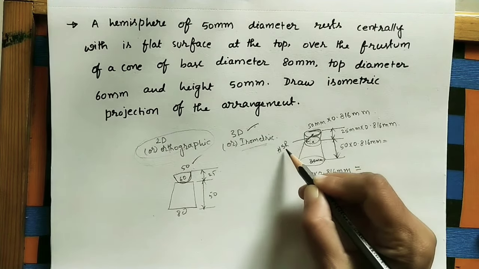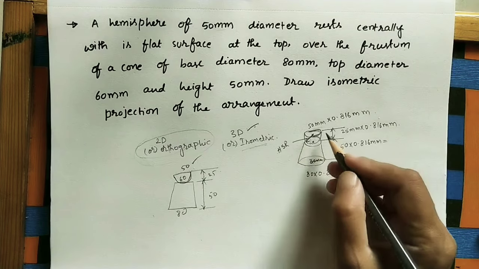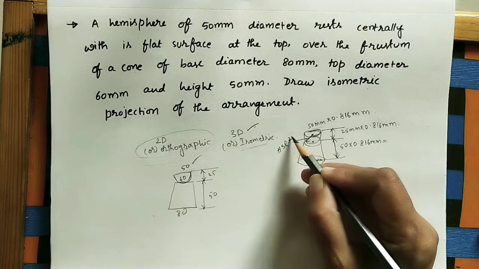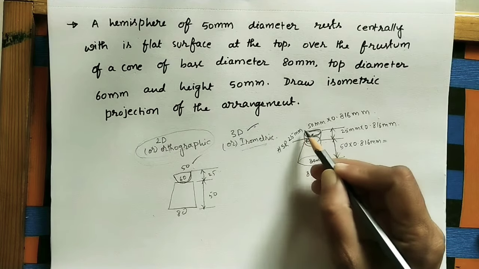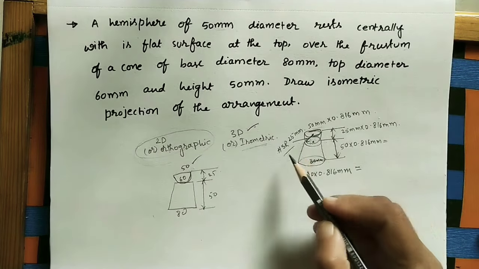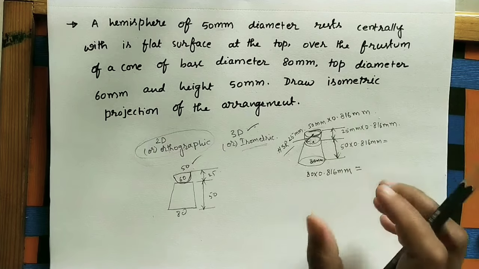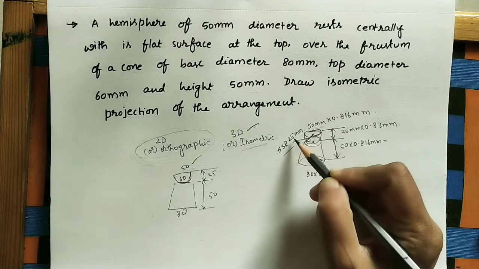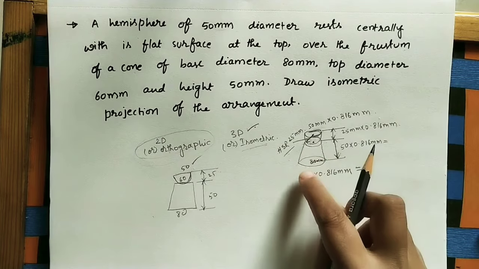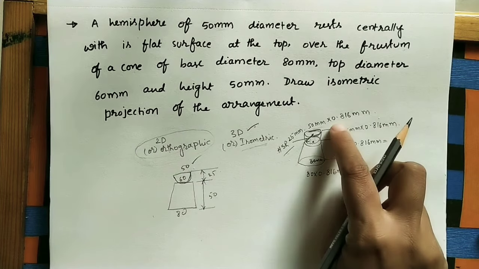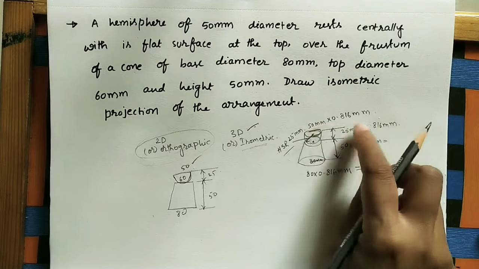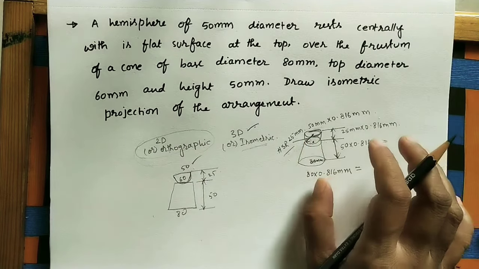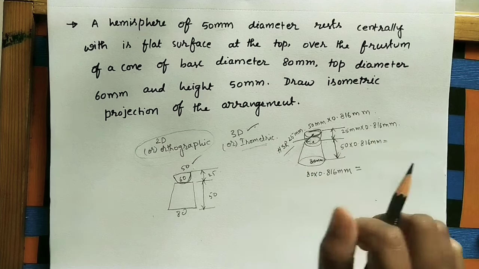So H means hemisphere, SR means sphere radius, as it is. How much is it? The diameter is 50 mm, so the hemisphere radius is 25 mm. We should not multiply with 0.816. In the case of a sphere or hemisphere, we have to take the radius or diameter as it is. The other values will all change except the radius of the hemisphere. Okay, let us do this diagram initially.